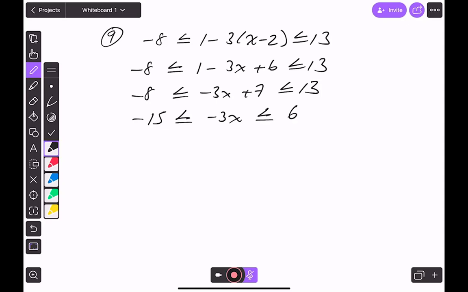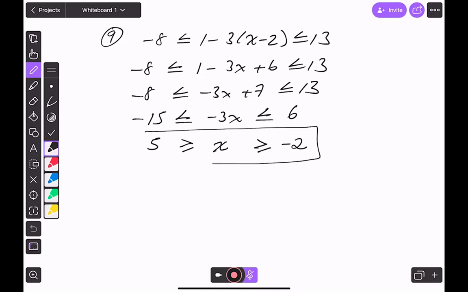And now I'm going to do something dangerous. I'm going to divide all the sides by -3. What happens when I do that? The direction of the inequality is going to change. So when you divide -15 by -3, you would get 5. -3x by -3, you get x. And 6 divided by -3 would be -2. This is a solution to the problem. It can be read. How's it read? X is greater than or equal to -2, and x is less than or equal to 5.